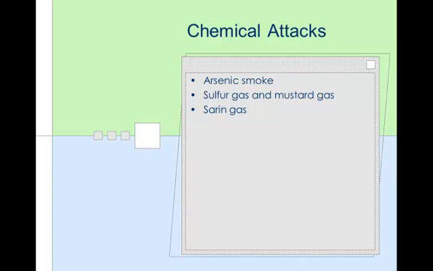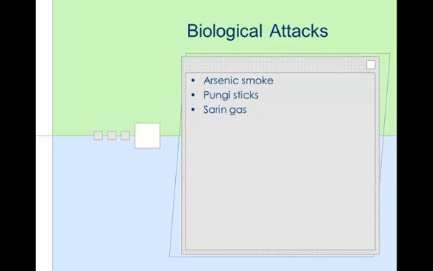Chemical attacks more commonly use arsenic smoke, sulfur gas and mustard gas, or sarin gas. There were some sarin attacks in subways not too many years ago in China, and I believe in London. Arsenic smoke: people who smoke cigarettes, you're giving yourself arsenic poisoning. Just thought you might like to know that.